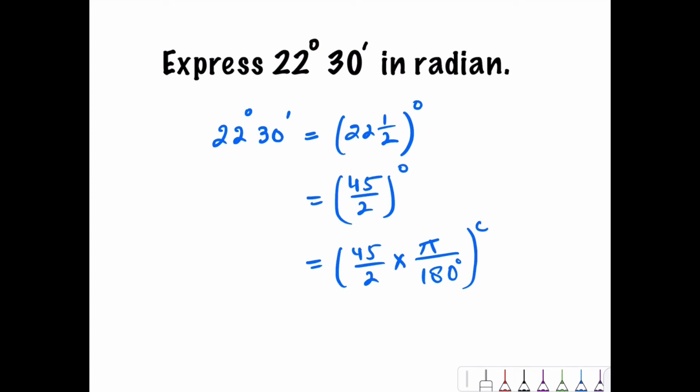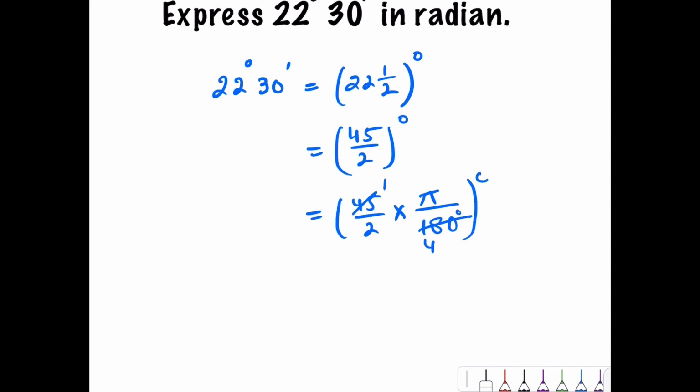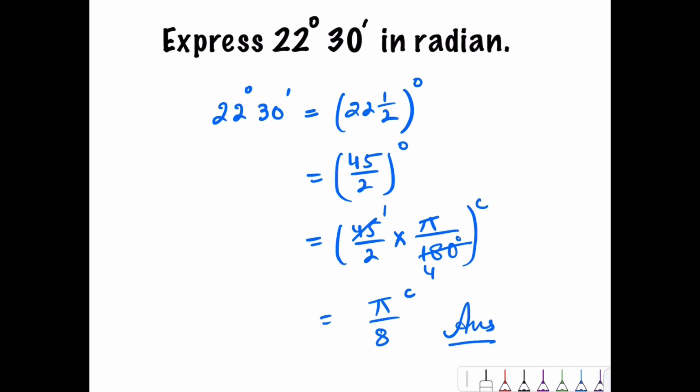Now, 45 times 4 equals 180, then we have pi upon 8 radian. So this is our answer, means 22 degree 30 minutes equals pi upon 8 radian.